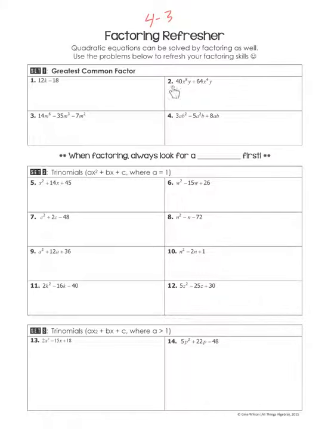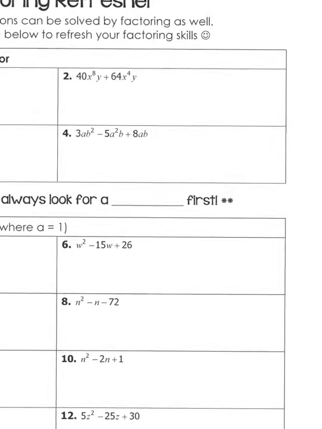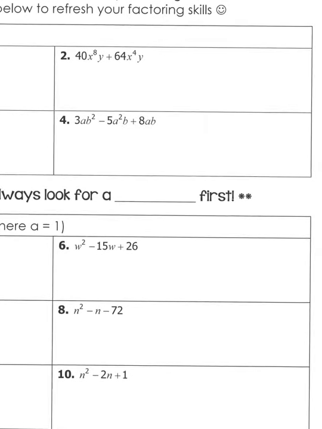As you look at these, we're going to look at 2 and 4. So I'm going to make these bigger. The very first question you should always ask yourself is, is there a greatest common factor? With this one, 40 and 64, the biggest number that you can divide both of them by is 8.